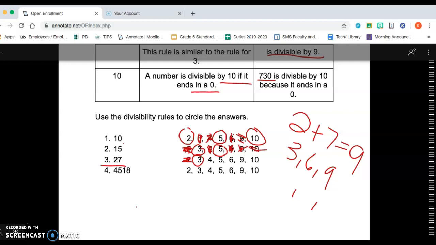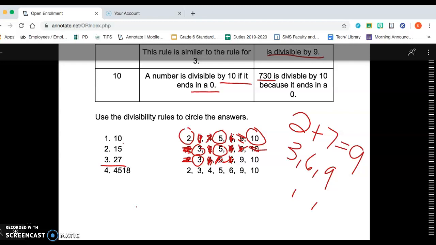4 means it has to be even and can be divided twice. Well, it's not even, so 4 is out. 5, it has to end in a 0 or 5. This ends in a 7, so 5 is out. 6 means it has to be divisible by both 2 and 3. Well, it's not divisible by 2, so 6 is out.